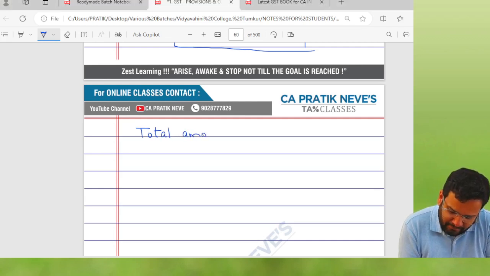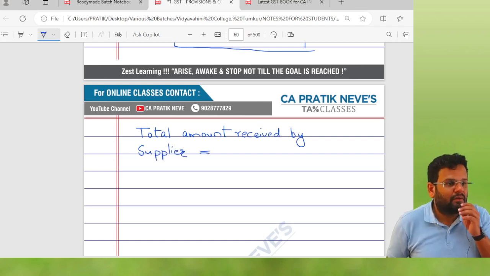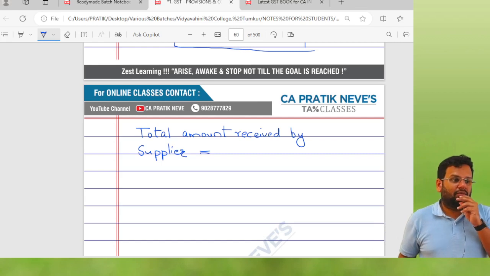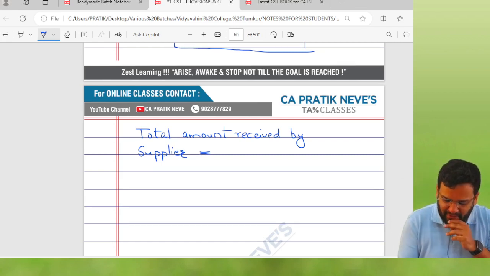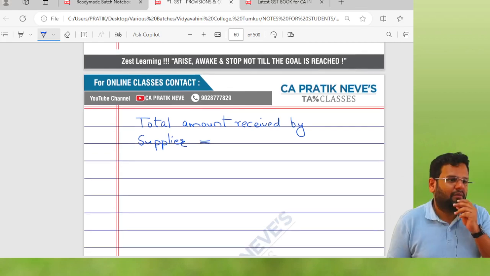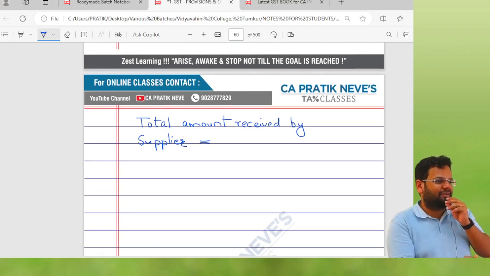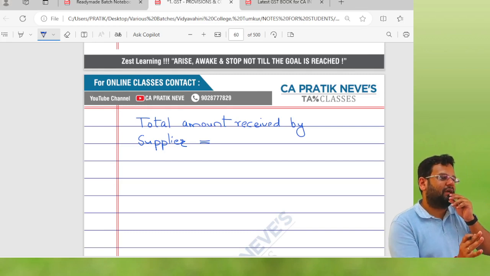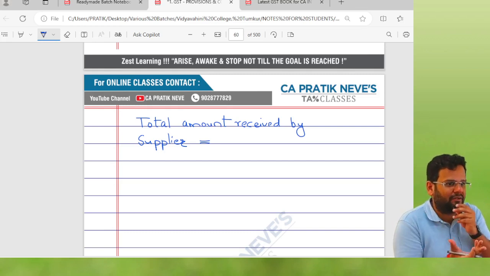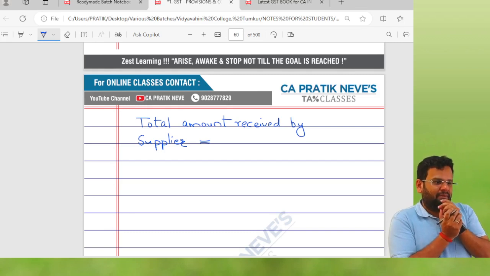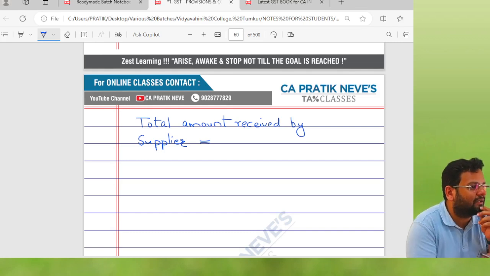Friends, tell me, what is the total amount received by supplier? Yes, friends. What is the total amount received by supplier? 1 lakh 8,000. See how obvious it is, you should answer. If things are obvious, then I too should keep silent only. So it is 1 lakh 8,000.